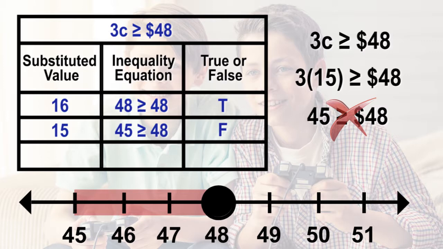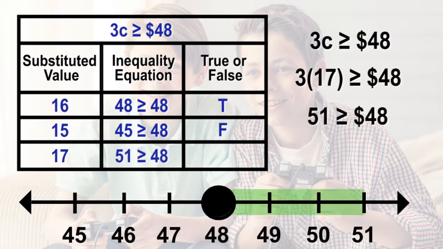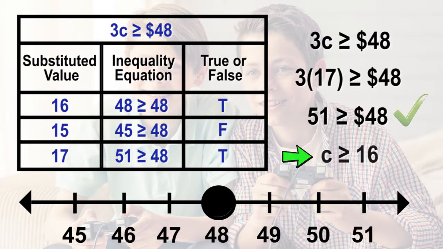Since 15 was a smaller number than 16, let's try testing a number slightly larger than 16. Let's try 17. 3 times 17 is 51. 51 is greater than or equal to 48. This is true because 51 is larger than 48. Looking at the chart, any value equal to 16 or larger than 16 will make the inequality true. The solution would be C, the amount of cupcakes, is greater than or equal to 16.